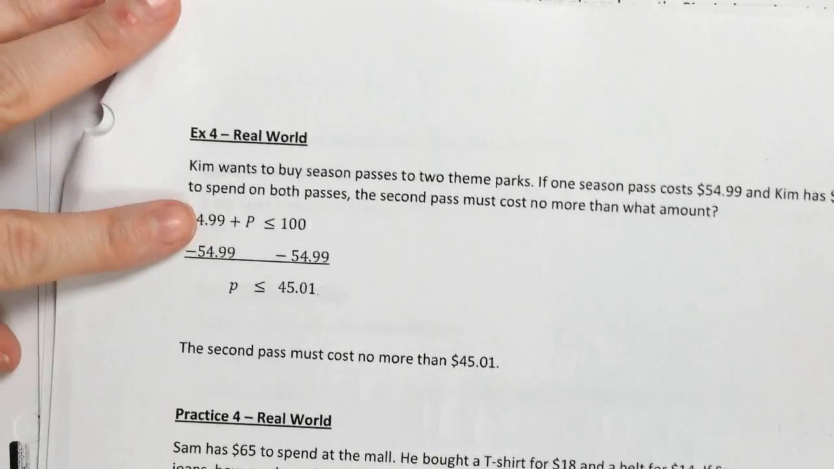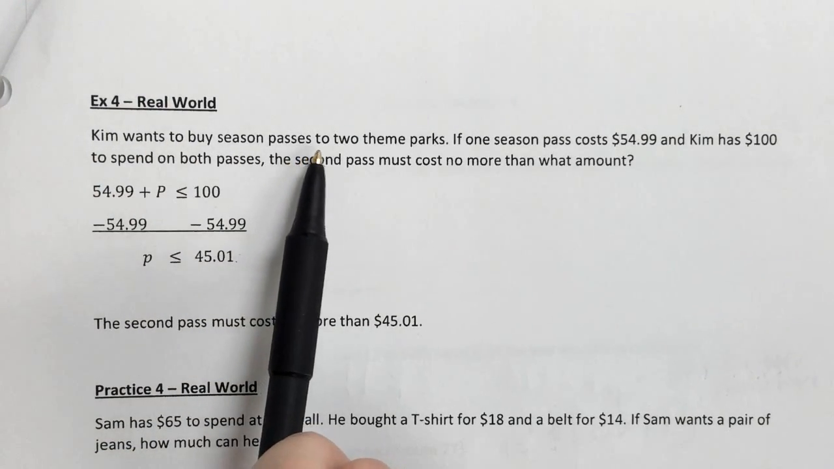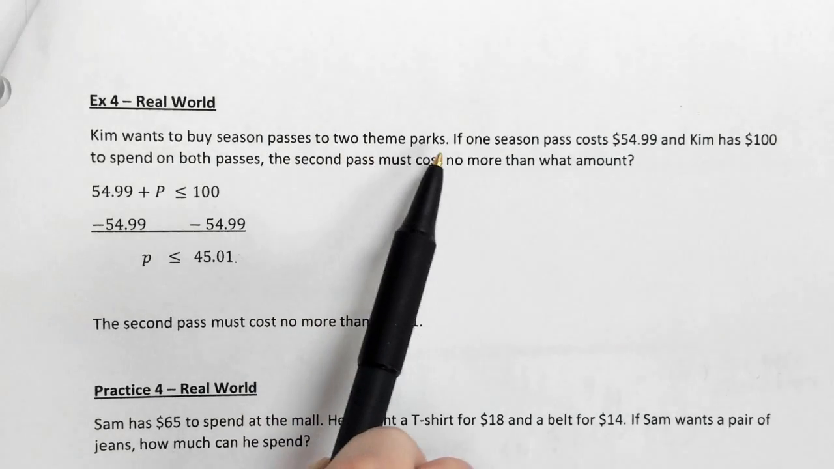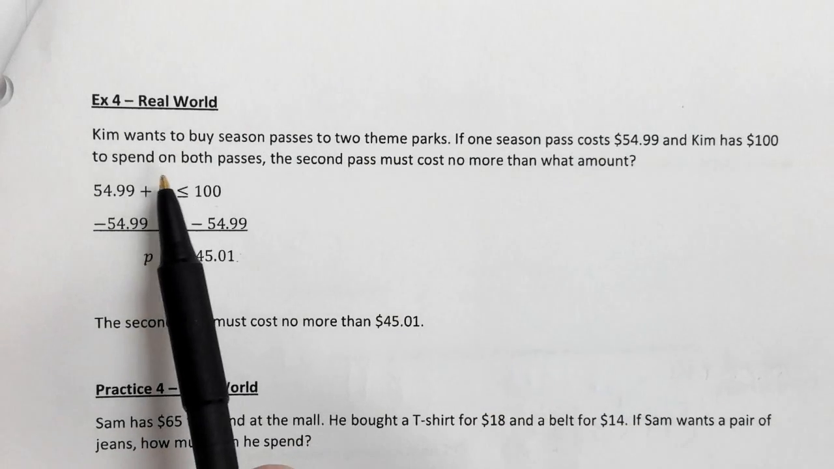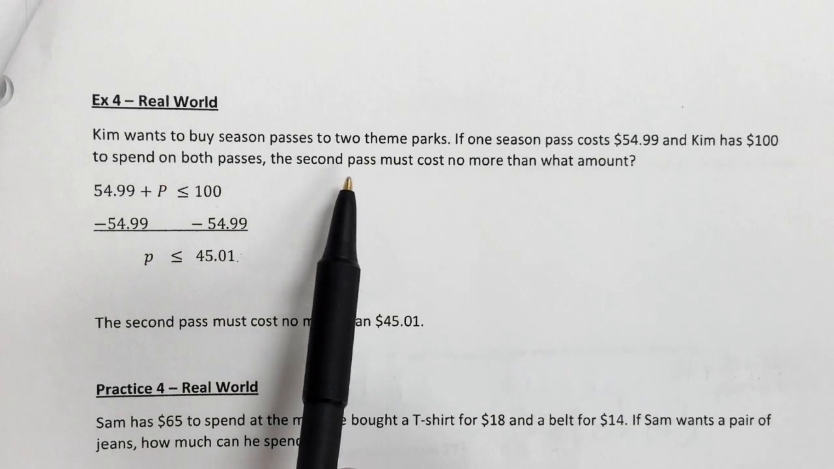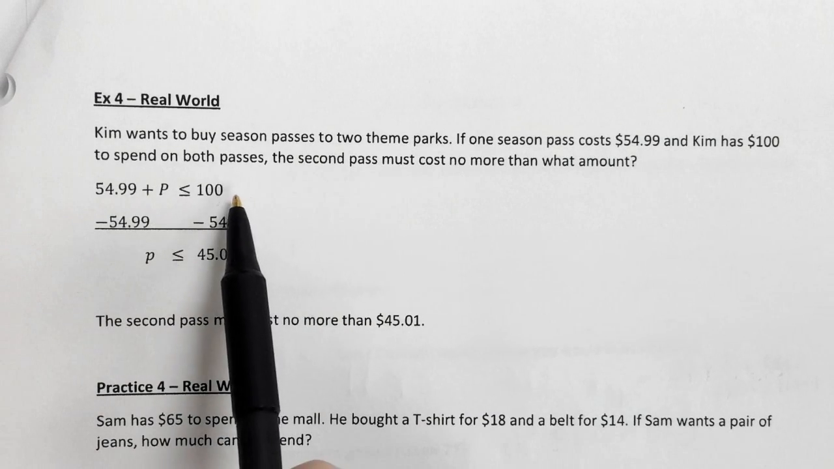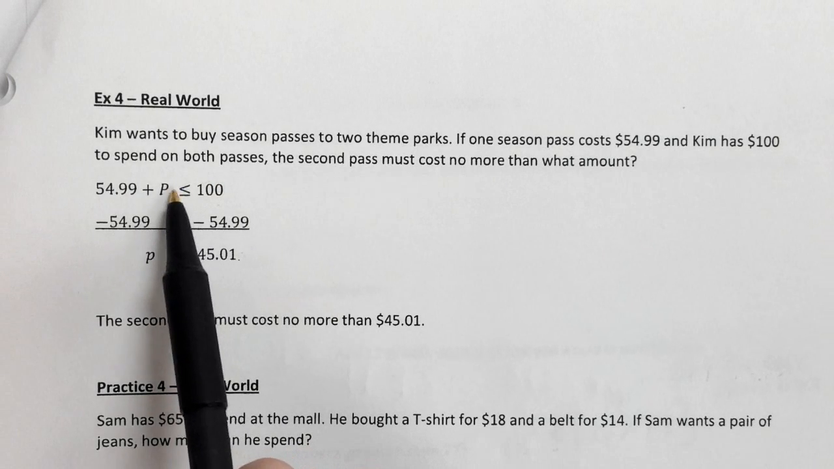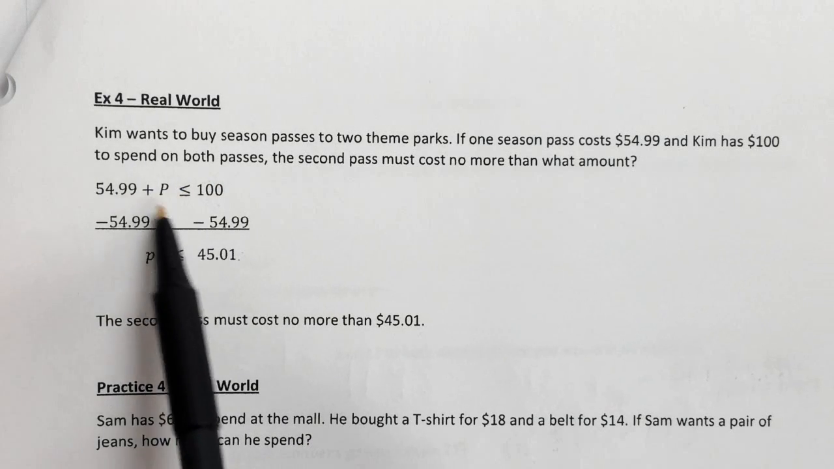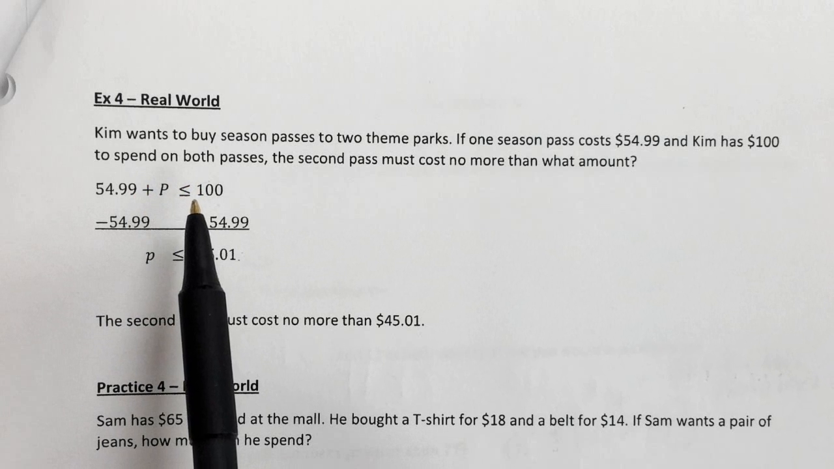Okay, example 4. Kim wants to buy season passes to 2 theme parks. If one season pass costs $54.99 and Kim has $100 to spend on both passes, the second pass must cost no more than what amount? Okay, so in total she can spend $100. So why is there a less than or equal sign here? Does anybody know why? Yeah, no more than.